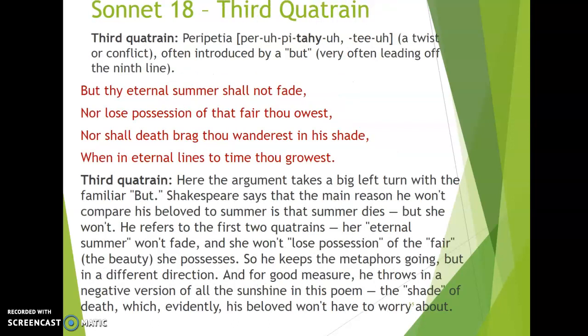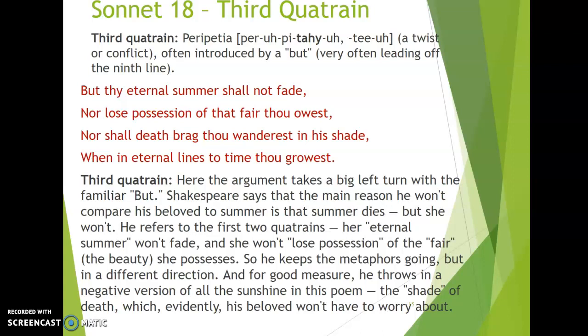In the third quatrain, where the twist or conflict is often introduced with the word but, you'll notice that line number 9 here starts with the word but. It's called the peripetia. Here he's basically saying, but thy eternal summer shall not fade, nor lose possession of that fair thou owest, nor shall death brag thou wanderest in his shade, when in eternal lines to time thou growest.